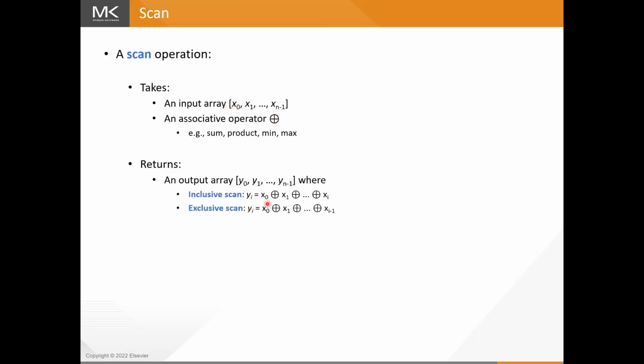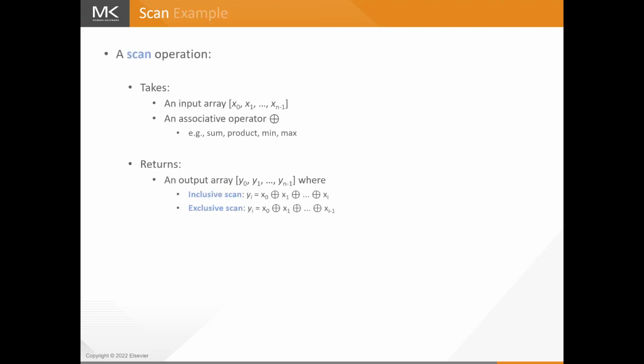So here, y1 in inclusive scan will be the operator applied to x0 and x1. And then in exclusive scan, it's going to be the operator only applied to x0. In general, yi will be the operator applied to x0 up until xi if it's inclusive, and x0 up until xi minus 1 if it's exclusive. Is that clear? Let's do an example.